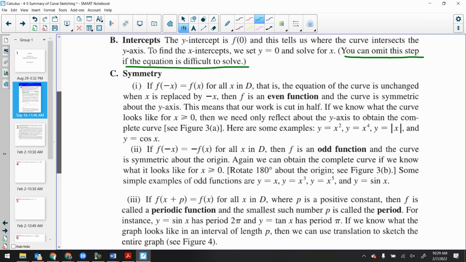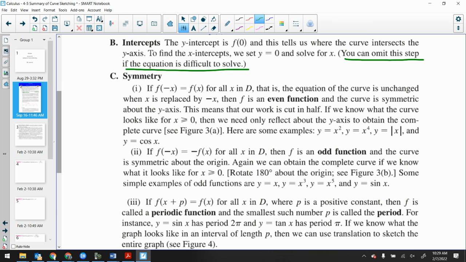You started talking about symmetry back in pre-calculus.